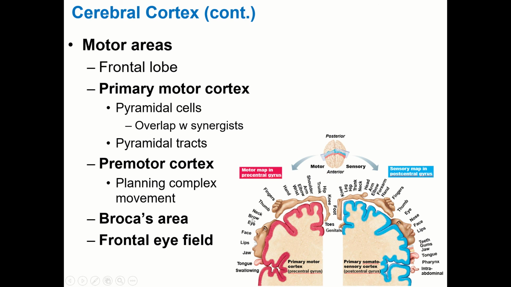So just because there are so many more pyramidal cells, there's so much bigger of an area there that controls the facial muscles, it's more likely that there's going to be a facial issue.